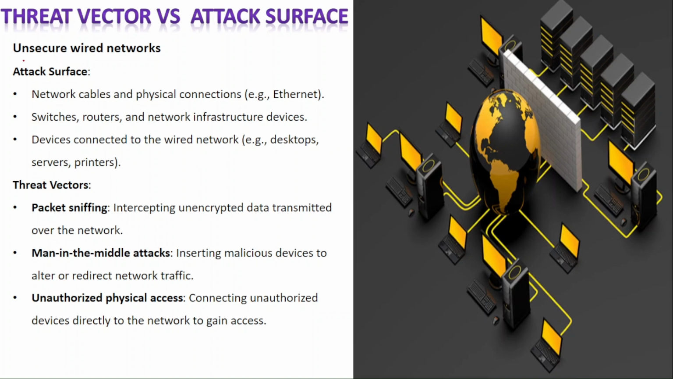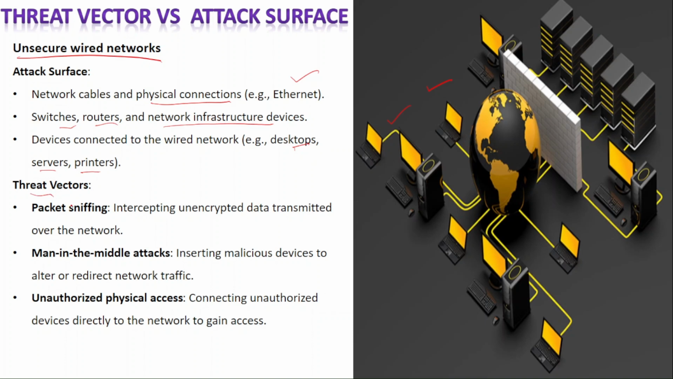And the next one is the unsecured wired network. So an unsecured wired network also has attack surface and threat vectors. The attack surface includes, of course, the network cables and the physical connections, for example, Ethernet. The switches, routers, and network infrastructure devices. So these physical networks or LANs are of course connected through routers and switches, so of course they are also attack surface. And your devices that are connected to this wired network, including your desktops, your servers, and your printers, are also an attack surface for potential attackers.